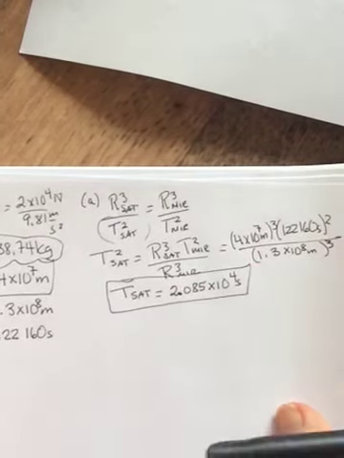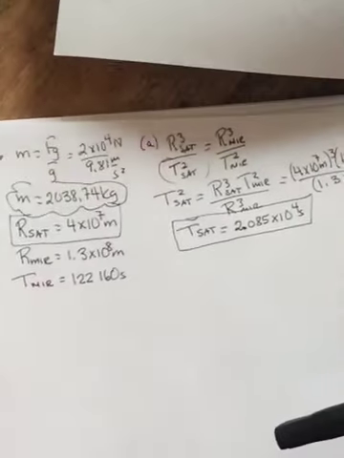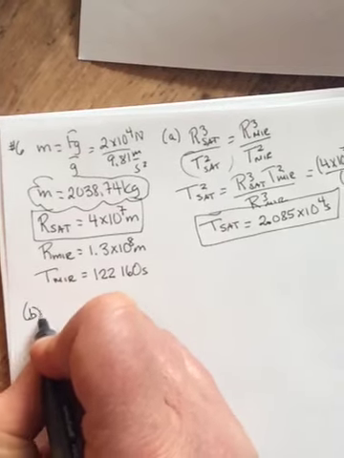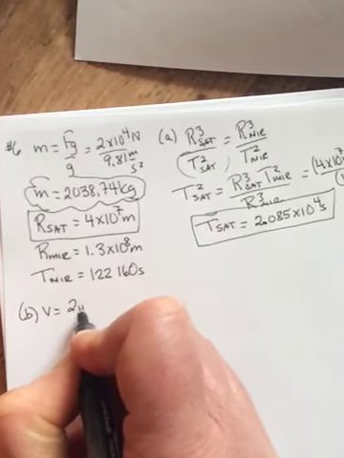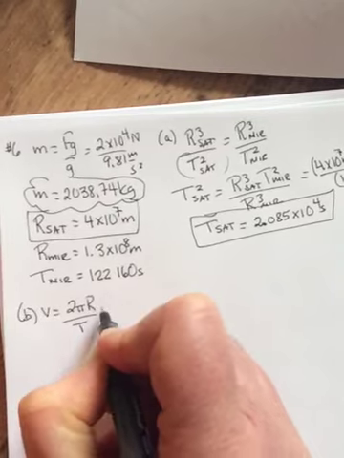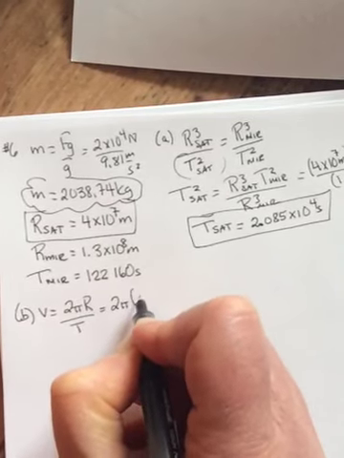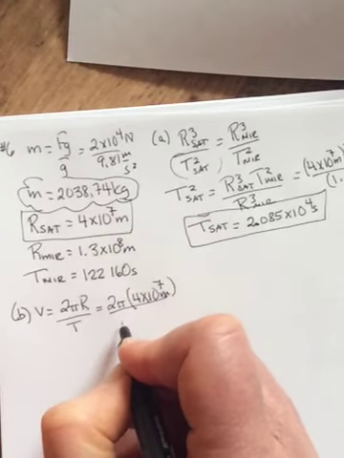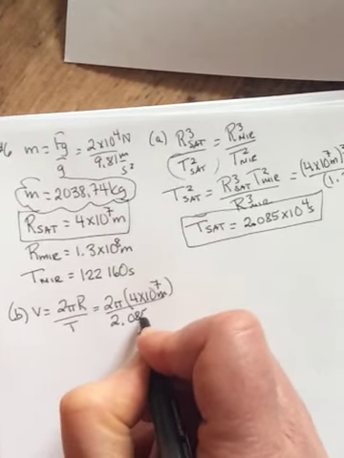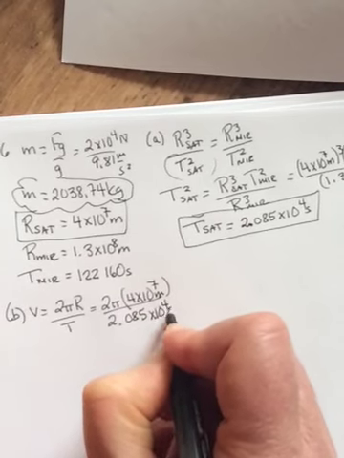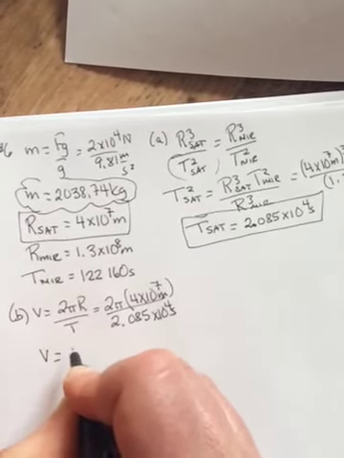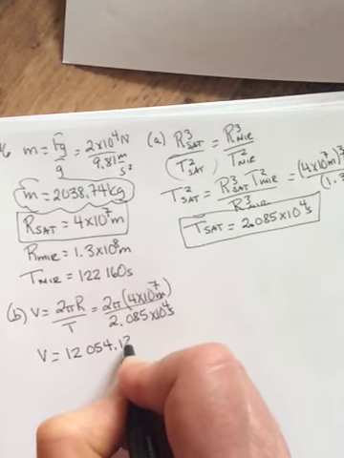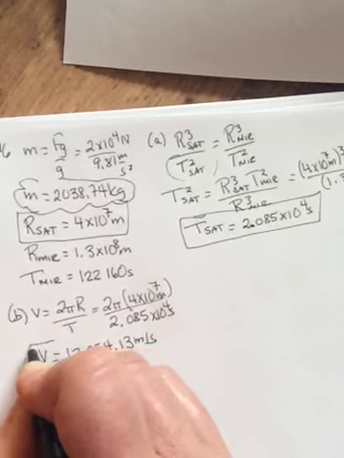Then part B wants to know what is its orbital velocity. Since you now have the period and the radius, I would use v equals 2 pi r over t. So 2 pi times 4 times 10 to the 7th meters over 2.085 times 10 to the 4th seconds. And when you do this, you should get 12,054.13 meters per second.